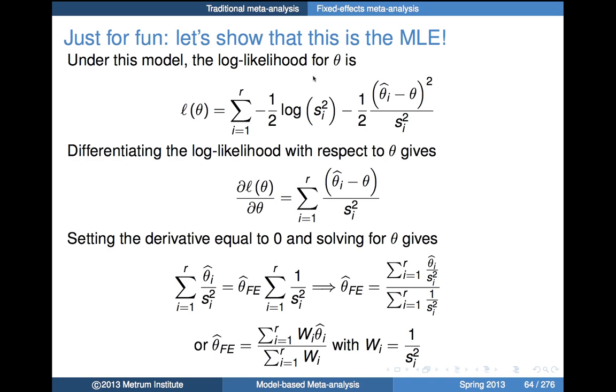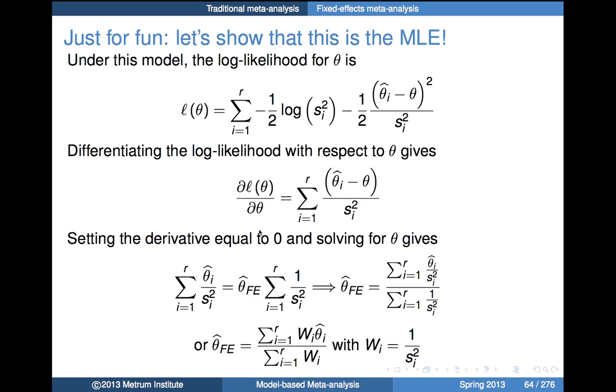This first term here doesn't depend on theta, so that drops out. And the second term, when we take the derivative with respect to theta, turns out to be the sum of (theta hat i minus theta) over s_i squared, summed over the R observations we have. Then, to find where the maximum of that function occurs, we set the derivative equal to 0 and solve for theta.